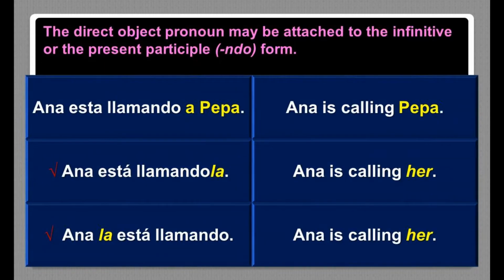Also, the direct object pronoun may be attached to the infinitive or the present participle, or NDO form, of the verb. As in the following examples: Ana está llamando a Pepa, Ana is calling Pepa. Ana está llamándola, or Ana la está llamando.